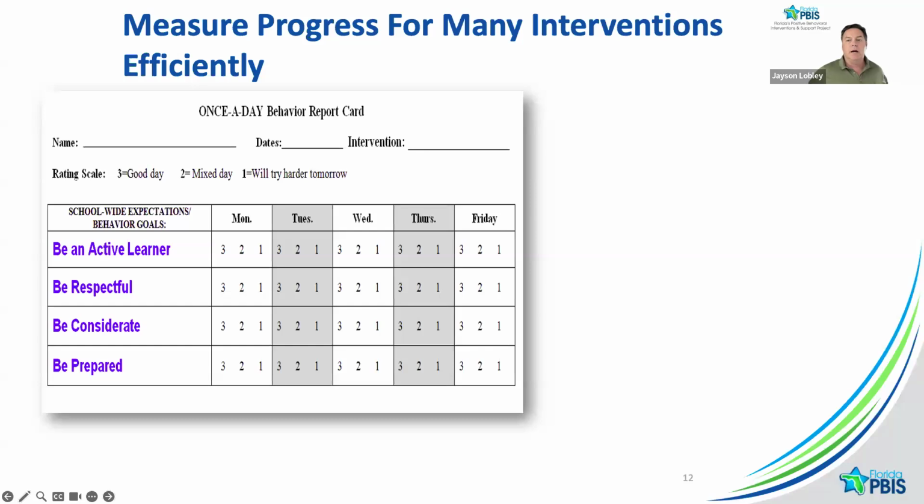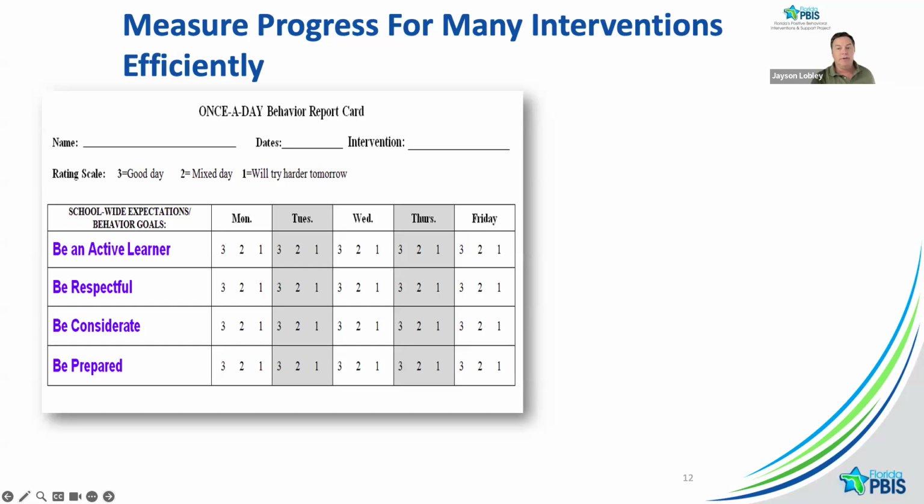Okay, so this is a simple rating scale shown. This is a daily progress report that might be very common to see with check-in, check-out. It can be applied for other interventions as well to measure progress towards school-wide expectations. So teachers can provide quick feedback about student behavior. Many of you probably use this or have at least seen this before. This can be done once a day or even throughout the day, as you can see, depending on the needs of the student and the requirements of the intervention.